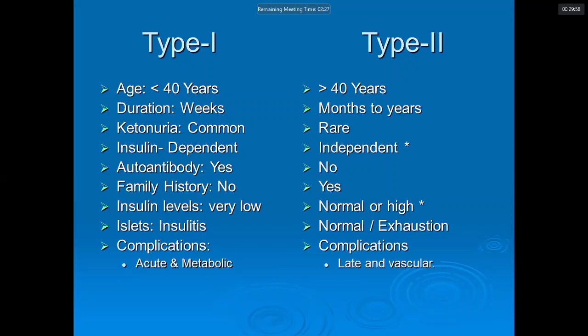Insulin dependent, and then we have independent. Autoantibody present, and there's no autoantibody in type 2. Family history maybe is rare in type 1, is more common in type 2. Insulin level, this is the most important element, is very low, and insulitis, okay, we have C-peptide will be low at the same time when insulin level is very low. Complication, we have acute metabolic complication like DKA, okay, and long-term complication. Complication will have late and vascular mostly, increased chance for ischemic heart disease and cerebrovascular accident.